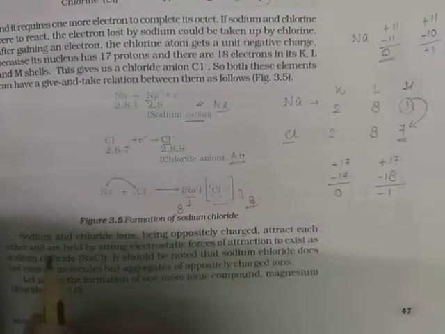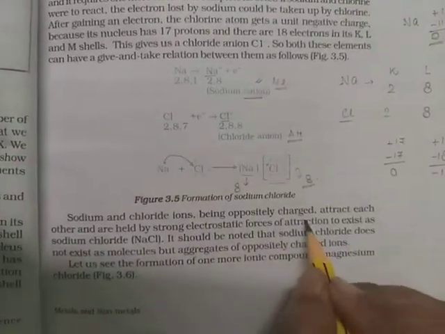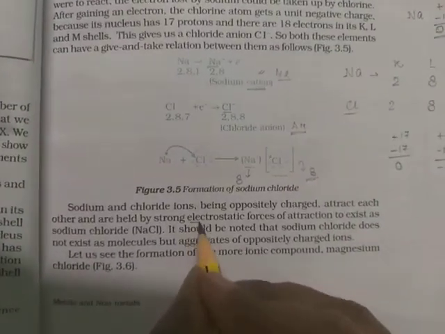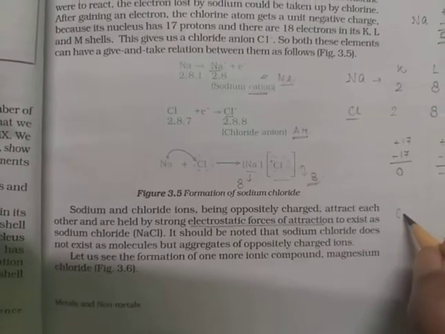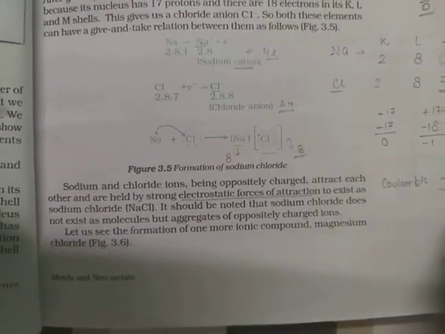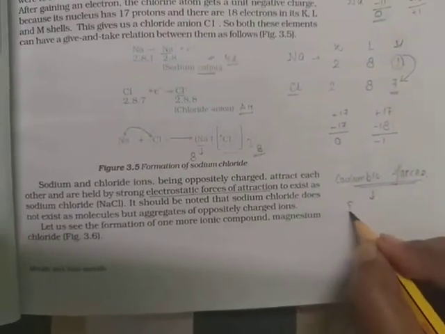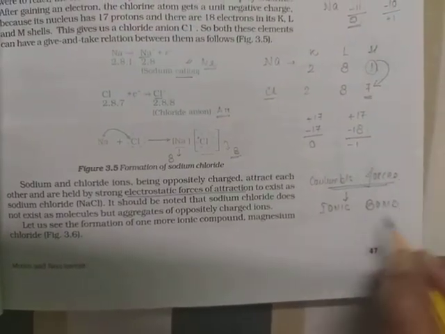So this sodium and chloride ions, being oppositely charged, attract each other, and it is a strong electrostatic force of attraction, also known as Coulombic force of attraction, which keeps the two ions together, and this is called ionic bond or electrovalent bond.